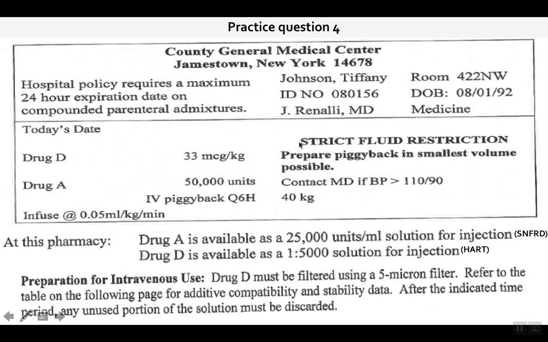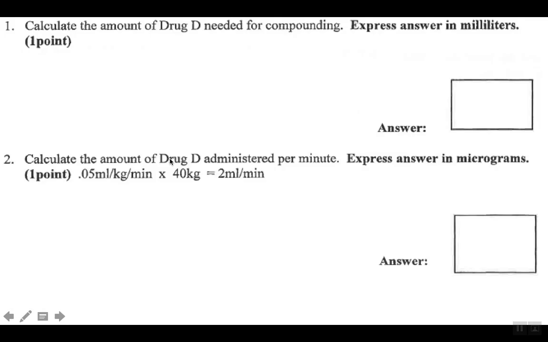Now, very important information, strict fluid restriction, right? So prepare the IV bag in the smallest volume possible, okay? So this patient is fluid restricted, maybe because the patient has some kind of heart problem like heart failure, for example. So in this case, let's say you had a 250 mL versus 100 mL bag. Use the 100 mL. You have 100 mL versus 50 mL bag. Use the 50 mL. And this is what's available in the pharmacy for these 2 medications, and they said that drug D must be filtered using a 5-micron filter. This is the Trissel's chart.